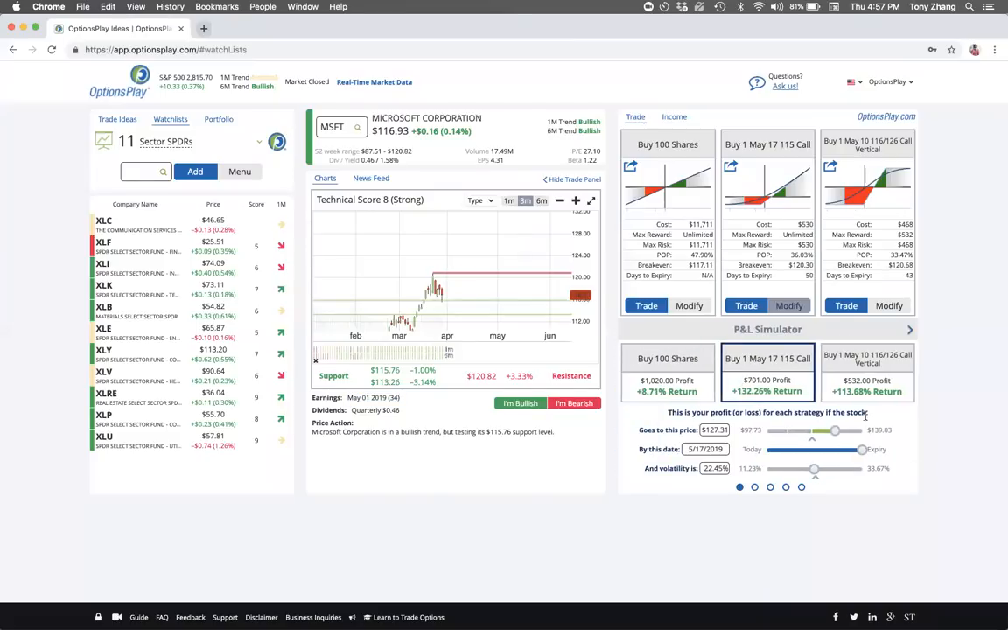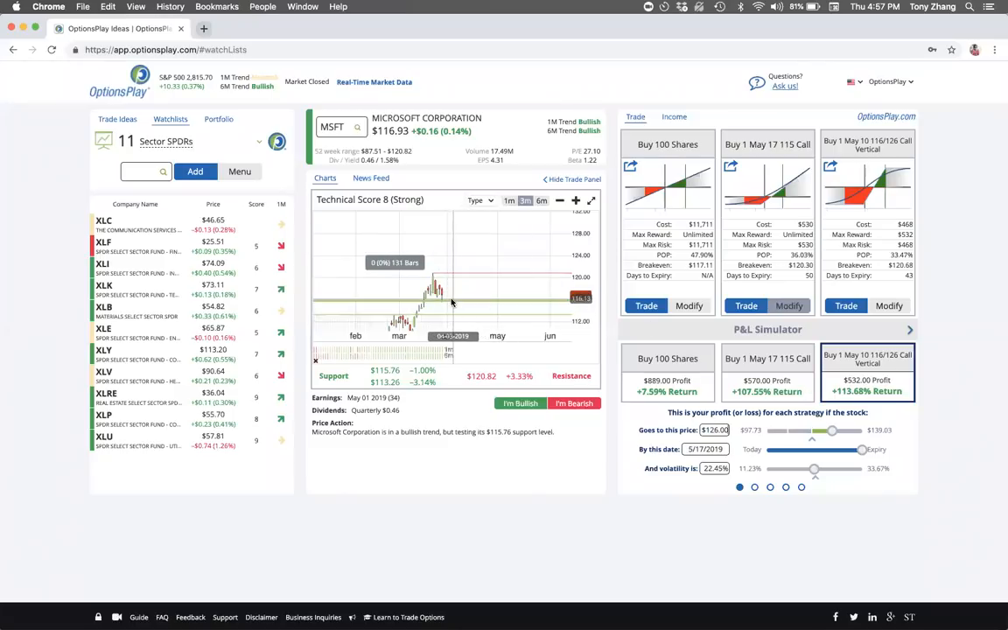And I can use my P&L simulator to say, well, let's say this thing breaks up. This last move was from 116 to 120 or so, so maybe about a $5 move. So maybe I think it'll go to about 126 or so. As you can see, if the stock does move up to 126 by May 17th, I'm looking at a $570 profit, which is a 107% return. So those are the types of returns that I can expect.